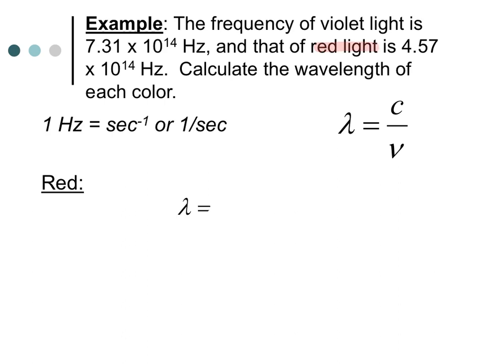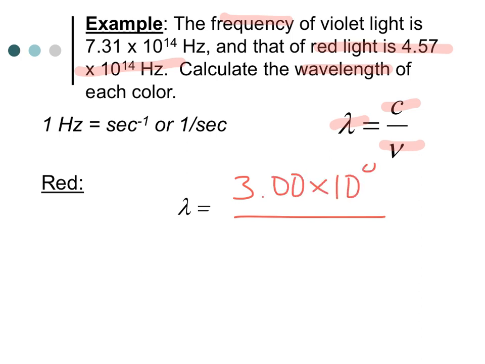Now let's do this for the red light, which has a frequency of 4.57 times 10 to the 14th hertz. So that frequency would be what we plug in for nu. We're going to calculate the wavelength just like we did on the last example with the violet light. The c is still the same. It's still the speed of light, a constant of 3 times 10 to the 8th. So let's start setting this up. What should we plug in on the top? On top will always be the speed of light, 3.00 times 10 to the 8th meters per second.